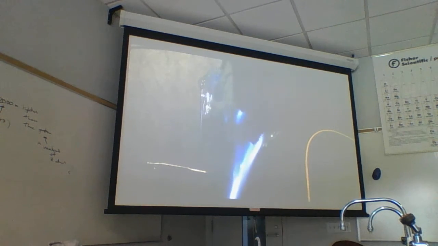Now I took out the diode and I'll show you the deflection of the beam when it's running on an AC current. As you can see, the beam appears to split around the magnet.